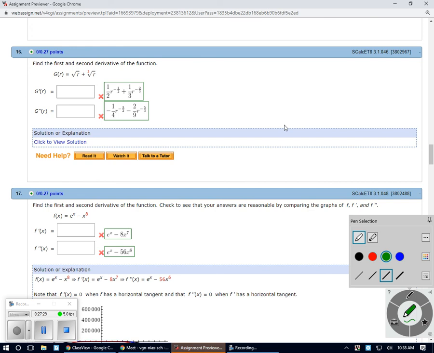So algebraically, this is r to what power? 1/2. Plus r to what power? 1/3. So my derivative is 1/2 r to the negative 1/2 plus 1/3 r to the negative 1/3. And that's my first derivative. Both they and I wrote it the same way this time.